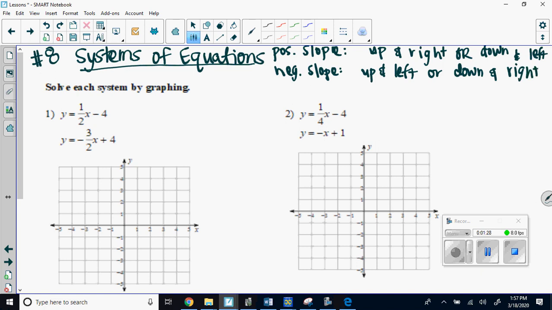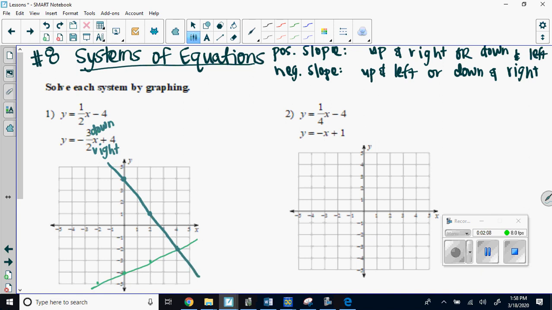What we need to remember as we're graphing these is we start on the y-intercept, so -4, and then our slope tells us up 1, right 2, because it's a positive slope. So up 1, right 2, and the system draws the straight line for you. For this one, I start at +4, and then it's a negative slope, so I go down 3, right 2. I'm going to do that one more time, and that shows me where they cross.